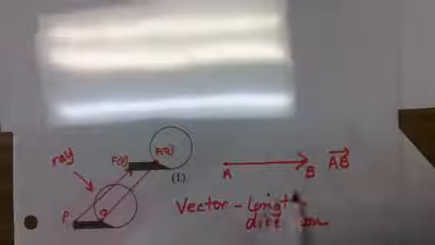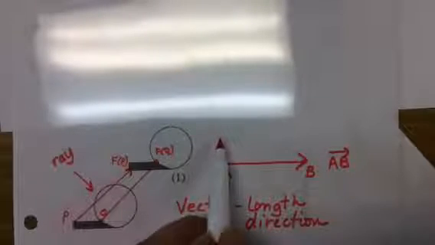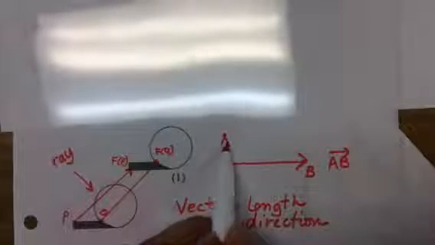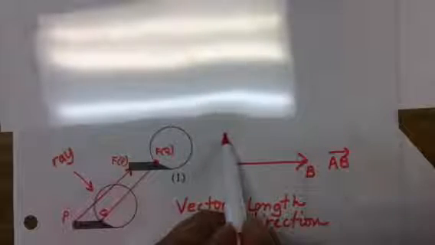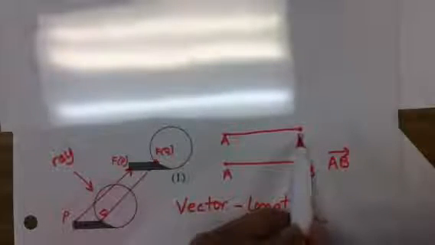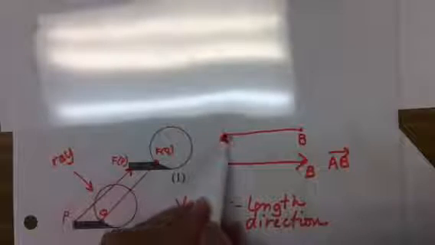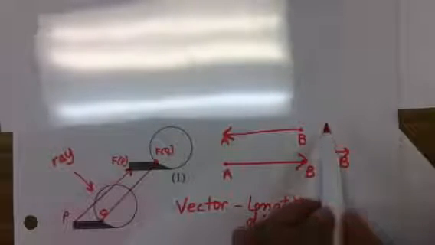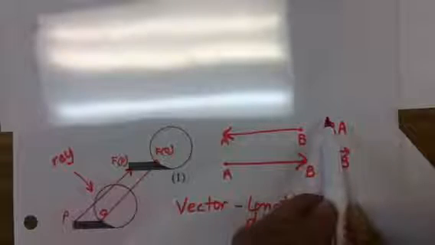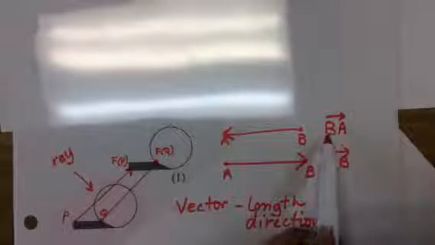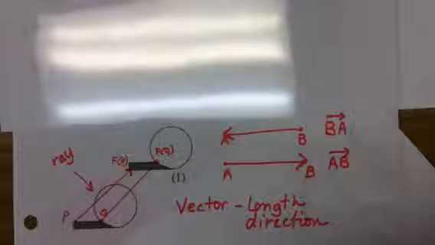If I had, say, the opposite vector, if I had A here and B here, but I put the arrow that way, this would be vector BA. Okay, so we always name the vector with the starting point first and the ending point last. So that's a little bit about vectors, and what we're going to be doing is using these vectors to define a translation.